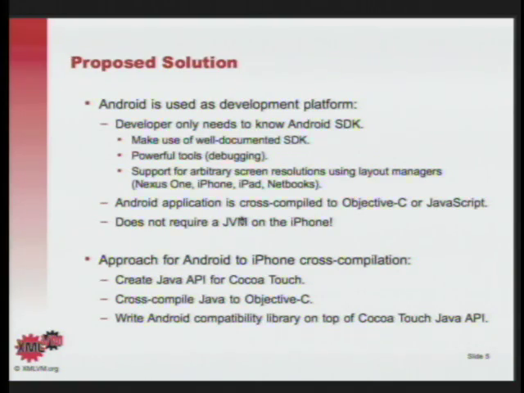And then what we do in our tool chain is also the outline for the rest of this presentation. The first step that we did was to design a Java API for Cocoa Touch. Remember that Cocoa Touch is based on Objective-C, so the first step was to create a Java abstraction on Cocoa Touch. The next step is to cross-compile Java to Objective-C. Since we're starting from Android and want to go over to Objective-C, we have to cross-compile somehow.